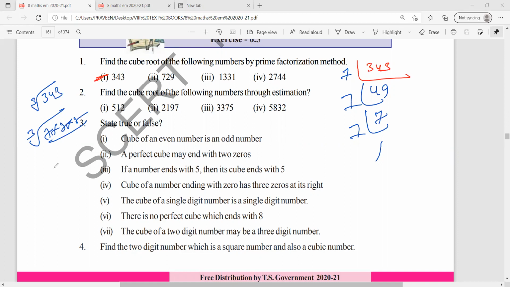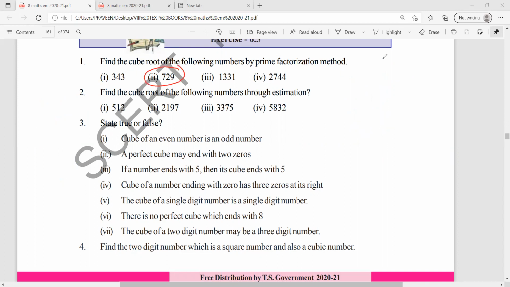So three sevens are there, one seven comes out. The answer is 7 for this. It is very clear. I hope there is no doubt at all. Now let us take a second one, 729.